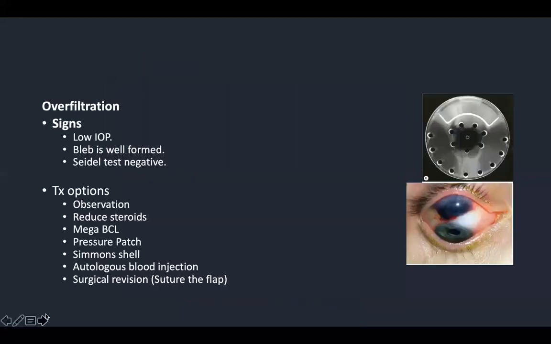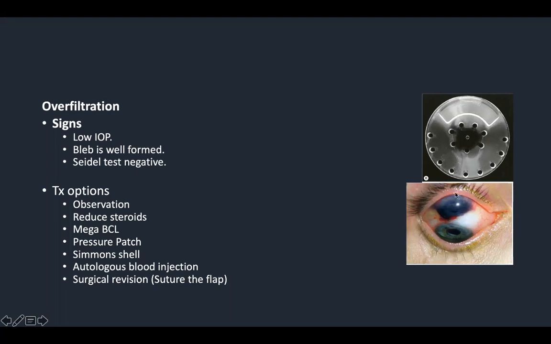Okay, excellent, Doctor. So other options that you didn't mention: if the AC is stable, with no corneal lenticular touch, you can still observe sometimes. As you said, reducing the steroids, a mega or large bandage contact lens, a pressure patch. I just brought this one, so if you see it in an exam, you should know it. It's called a Simon shell.